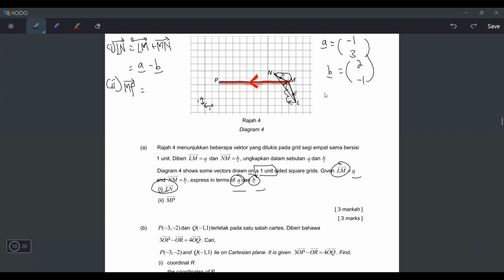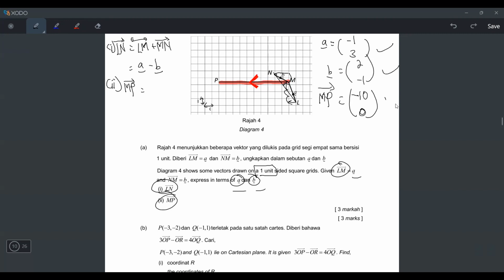Actually, you want to write 2i minus 1j also, no problem. It's the same thing. And now for vector MP, which is the final answer. They want MP, right? So what is MP? It's just going to the left. How many kotak? Negative 10. I already counted just now. So it's negative 10i, but there's no pergerakan atas bawah. That's why it's 0. It means negative 10i plus 0j, just because it's just moving to the left.